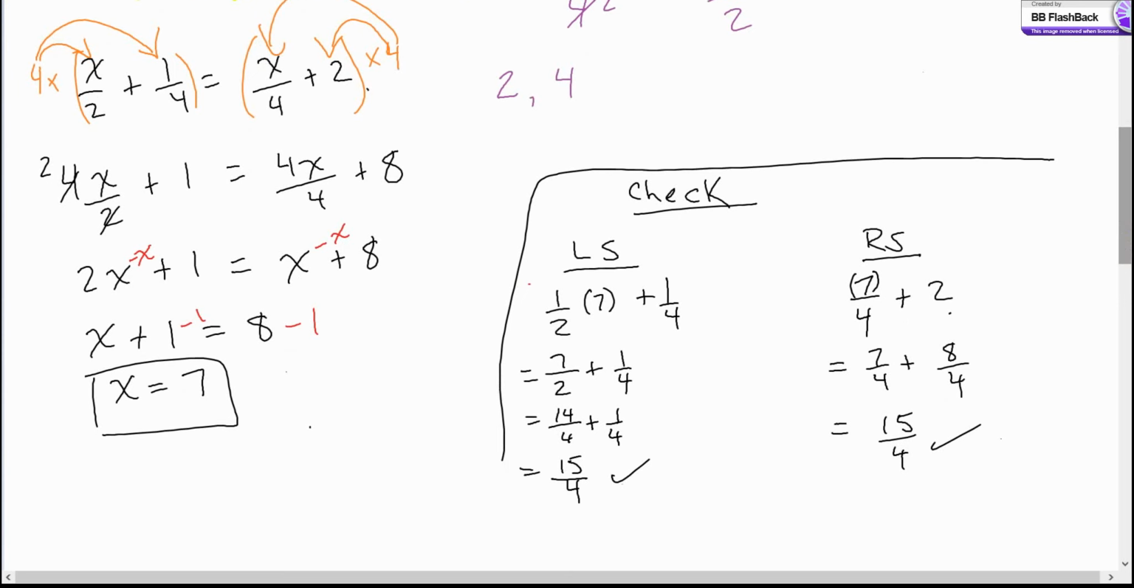And a lot of times at the end we'd say, therefore, x equals 7, something to show that you know what that check means. You could write therefore x is equal to 7. Great.